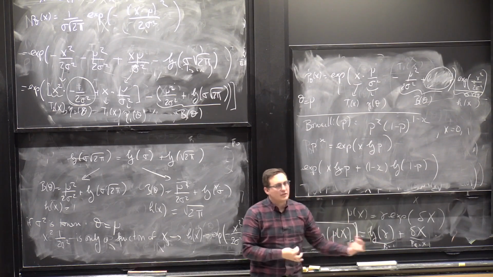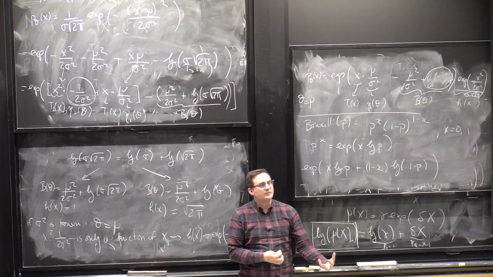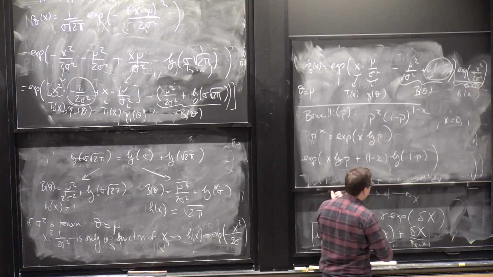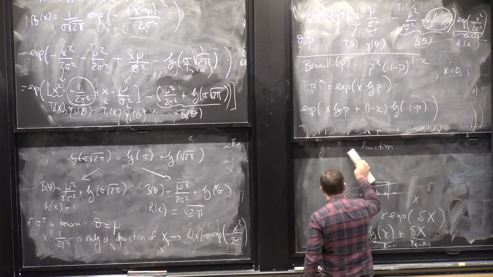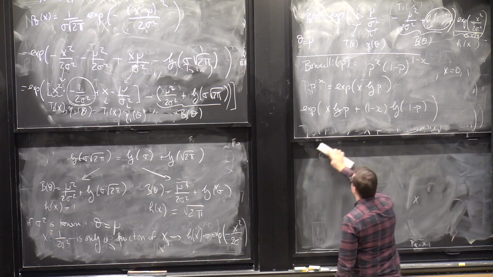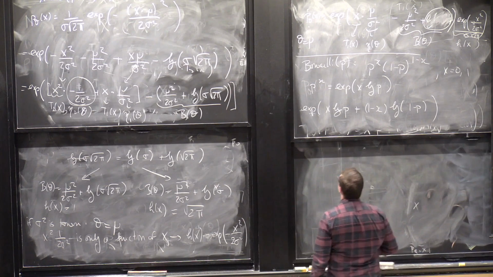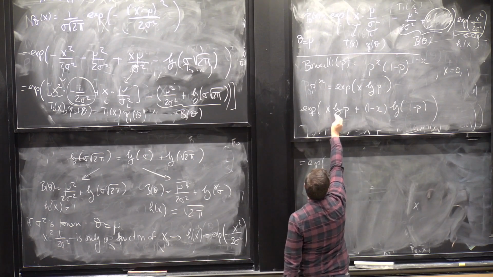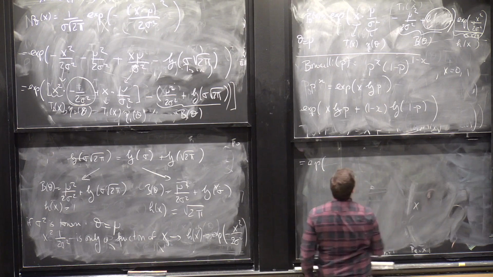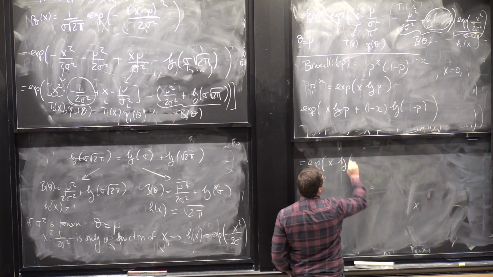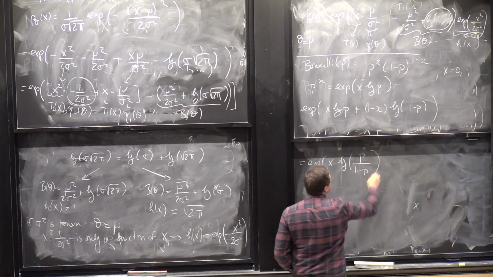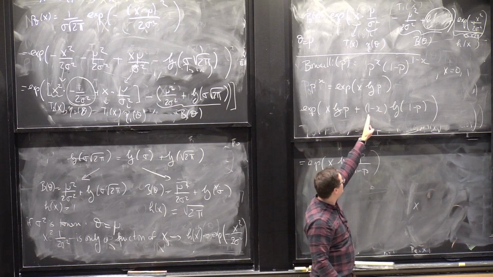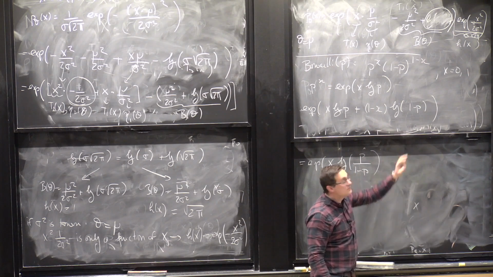So what I need to do is to collect my terms in x and my terms in whatever parameters I have. So here theta is equal to p. If I do this, what I end up having is equal to exponential. The term in x is log p minus log 1 minus p. So that's x times log p over 1 minus p. And then the term that stays is just 1 times log 1 minus p.